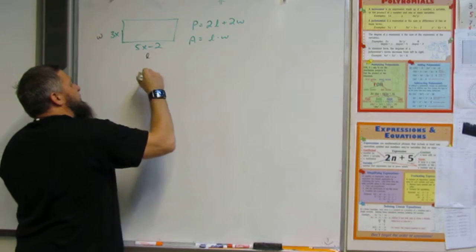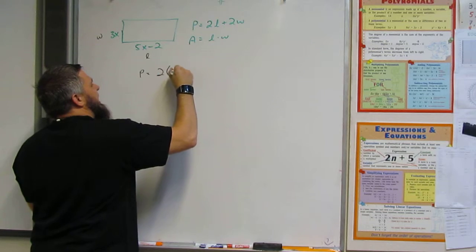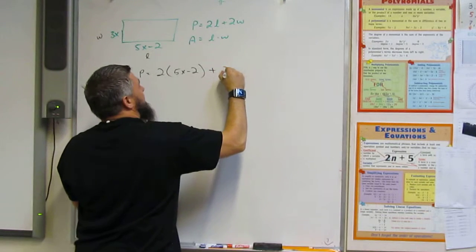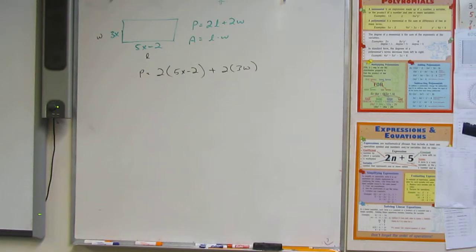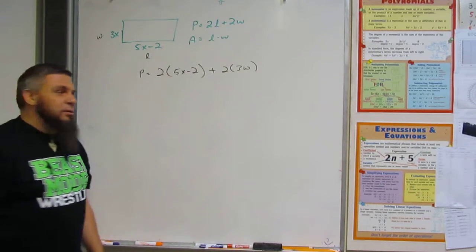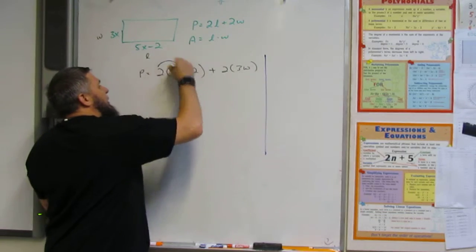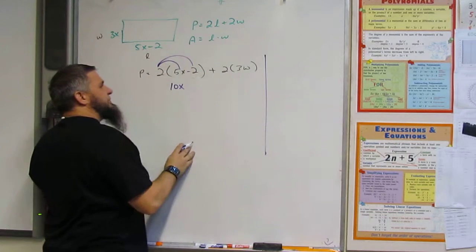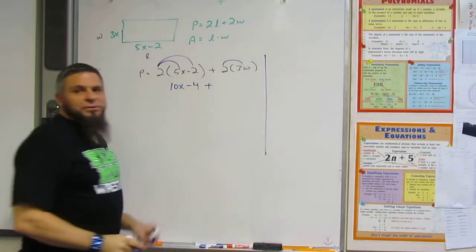All right? So the perimeter is equal to 2 L's, which means 2 times 5x minus 2 plus 2 times 3W. Okay? And we do the math. Whenever you do the math, you prove it. This is geometry. Everything's a proof. Okay? So, 2 times 5x, 10x. 2 times negative 2, minus 4, plus 2 times 3.